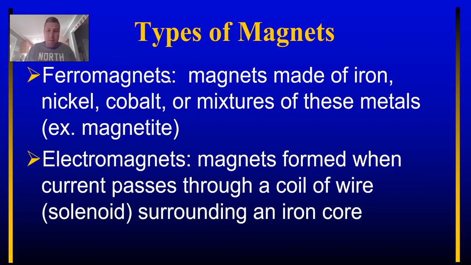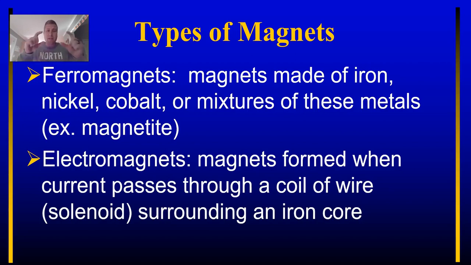So ferromagnets are magnets that are made from iron, nickel, cobalt, or mixtures. So this is what you're normally used to: a solid metal magnet that we use all the time, like on your refrigerator or some that you've seen in classrooms before. They're made of metal already, and it has iron, nickel, or cobalt, or a mixture of all of them. And then you have the electromagnets, which are formed from passing electricity through a solenoid, which is surrounding an iron core.